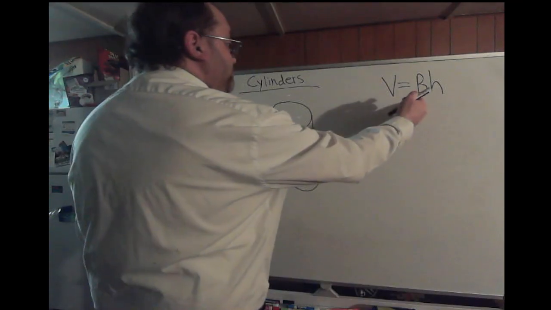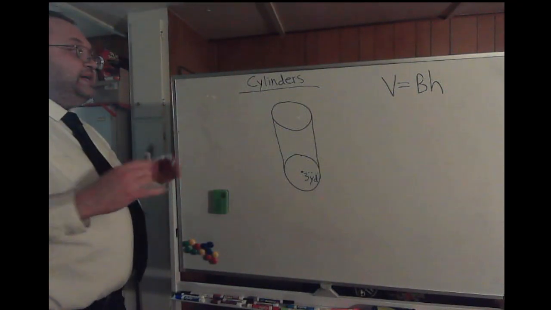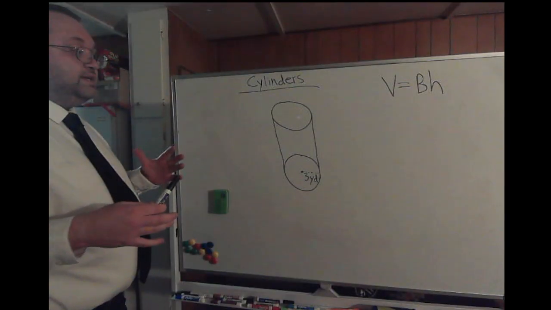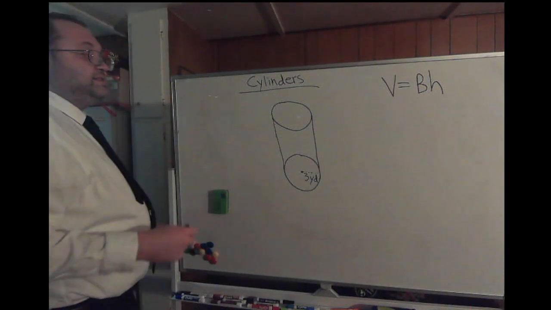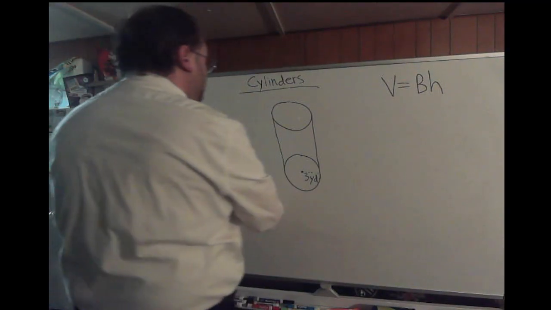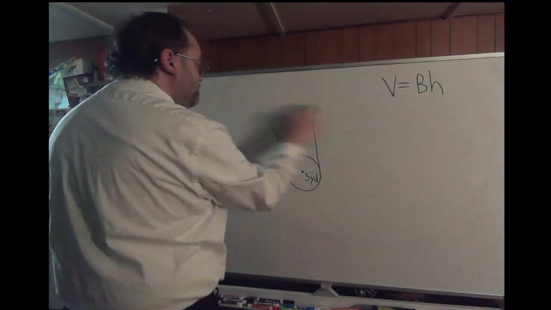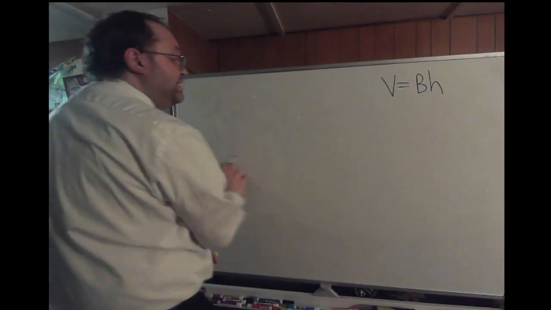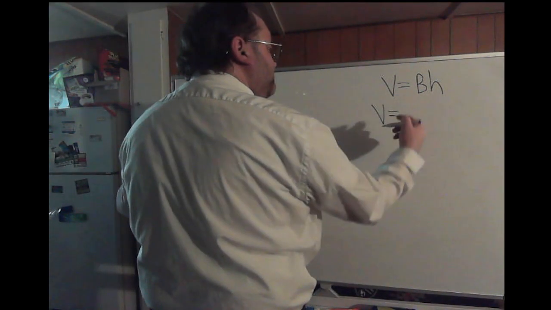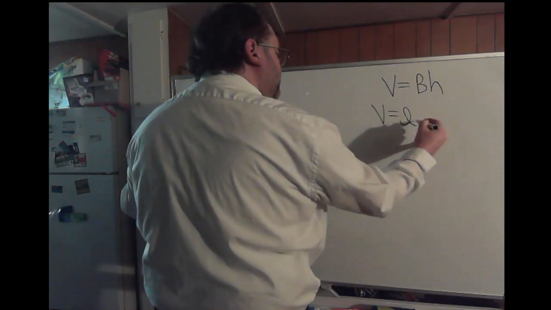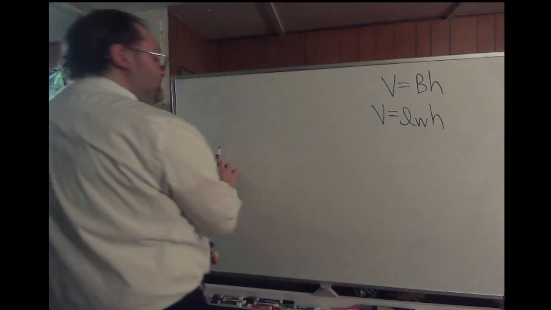Now, it's important to know, based on what type of base the prism or cylinder has, you need to know the formula for the area of that base. So again, if it was a rectangular prism, the volume will be equal to, what's the area of the base of a rectangle? The length times the width, and then you would take that area and multiply it times the height. It'd be length times width times height.